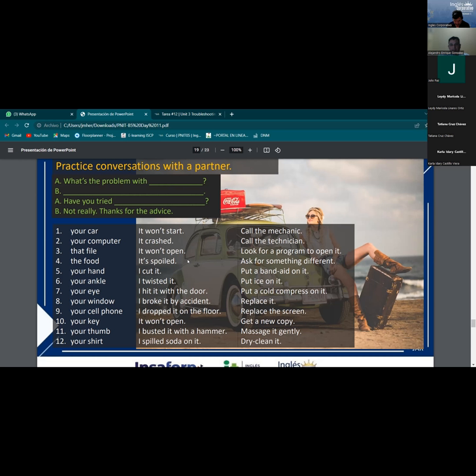We are six and with the teacher. We are five. Okay, entonces ahora, what the problem with your computer? It crashed. Are you trying for the technician? No, really. Thanks for the advice.